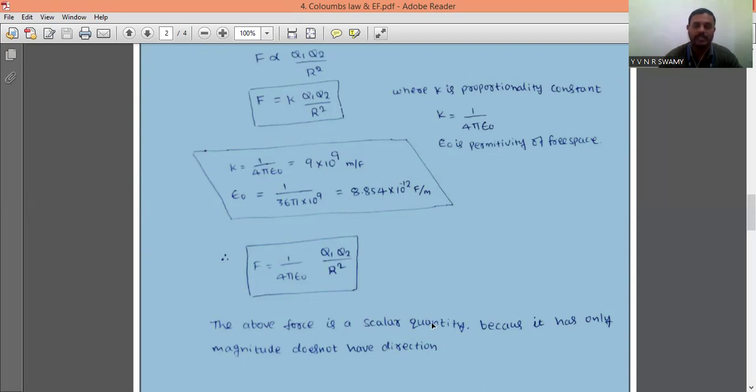A vector quantity should have magnitude as well as direction. But in this case, this force has only magnitude, no direction. So this is a scalar quantity. But actually, force is a vector quantity. So now we have to assign direction to this formula. Then the force is a vector quantity.